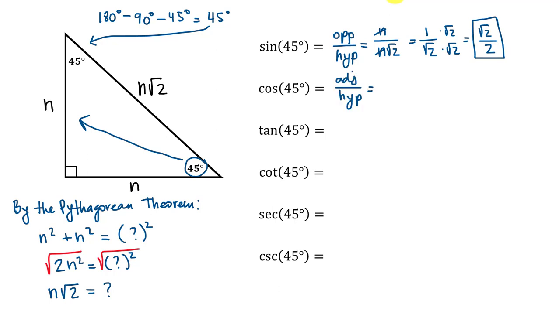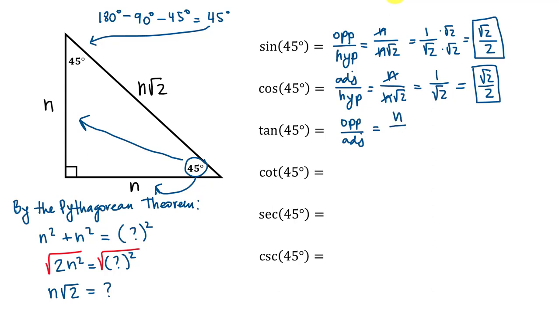Now cosine, it's adjacent side to the hypotenuse. Adjacent side is also n. Hypotenuse is n square root of 2. After we divide out n, we get 1 over square root of 2. That's the same result we got above, so I already know it's going to be square root of 2 over 2 once I rationalize. Tangent. It's opposite side to adjacent. The opposite side is n. The adjacent side is also n. As I divide out n's, I'll get 1 over 1 or just 1. Next is cotangent, which is reciprocal of tangent. Reciprocal of 1 is 1. That's quick.